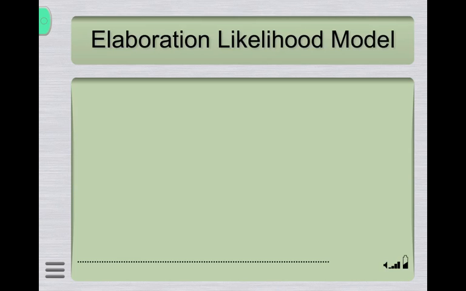So how does it work? If that's the idea of persuasion, how does it work? Well, there's a couple of different ways. The first one is the elaboration likelihood model. And what the elaboration likelihood model basically said was that when somebody presents ideas to you, you think about that message and you process the information.